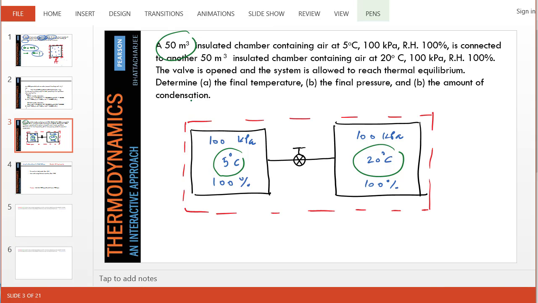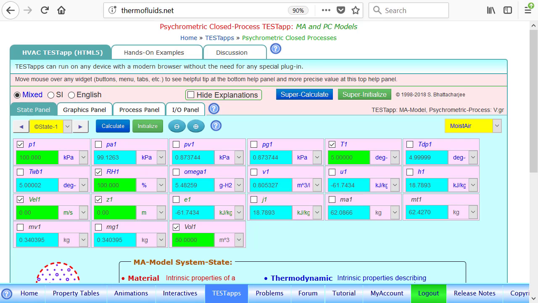So let's begin. As you can see, we have two subsystems in the beginning, state 1 and state 2. And at the final state, we have a single state consisting of the two tanks together, like one chamber. I already started the process solution to reduce the time for this video. State 1 is our left chamber. The pressure is given as 100 kPa. The volume is 50 m³. Temperature is 5 degrees Celsius and RH is 100%. That's enough information to find state 1 completely. Of course, velocity and height elevations are set to 0 in all states.